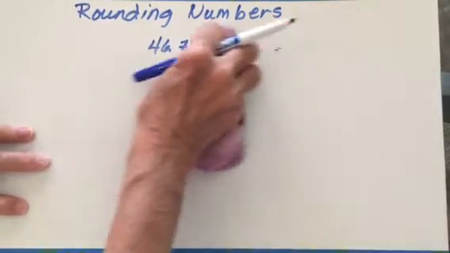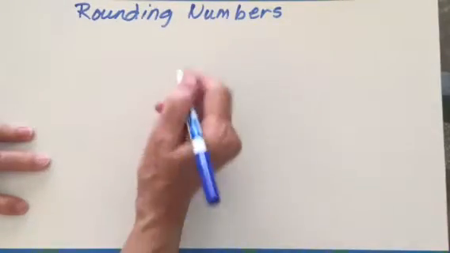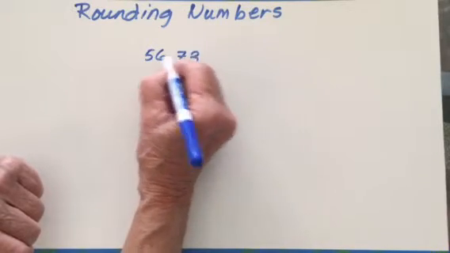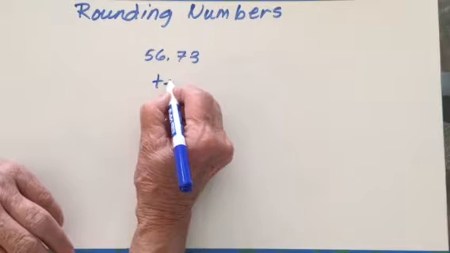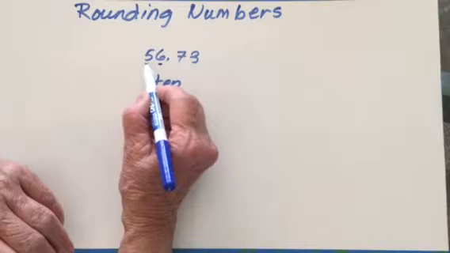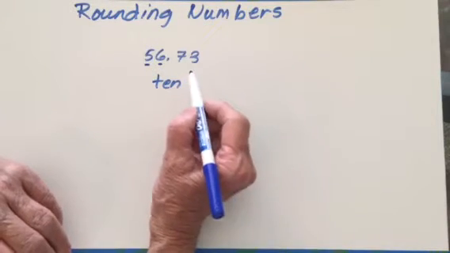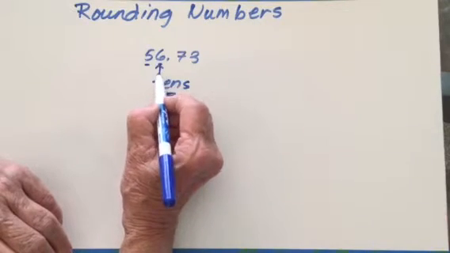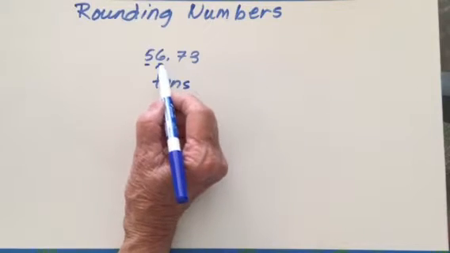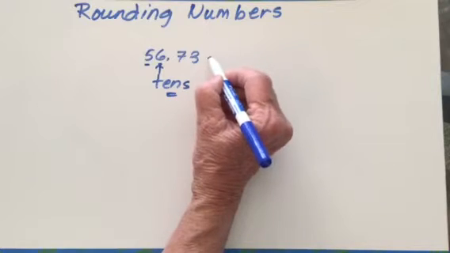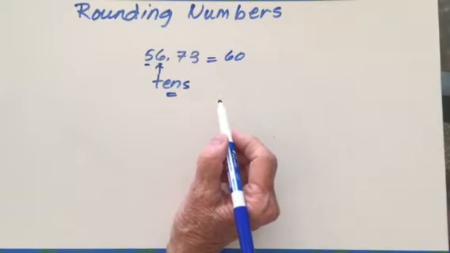Let me show you just really quickly a couple more. If I say 56.73 and I ask you to round that off to the nearest 10, well, this is the 1's place, this is the 10's place. If I ask you to round it off to the nearest 10's, you're going to look at this number. You're not going to worry about this, actually. This is 5 or more. That's going to make that go up to 6. So the nearest 10's, that will be 60.